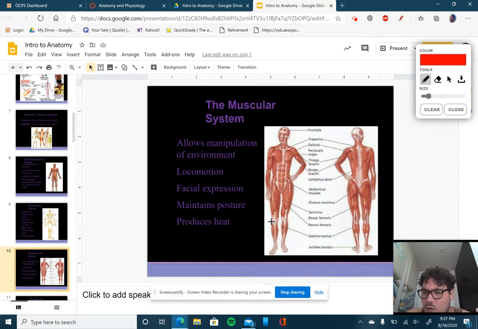I think of a locomotive train going from station to station. So locomotion is just getting you from point A to point B. Facial expression. This is a super interesting one. Our faces give off so much information via nonverbal cues.